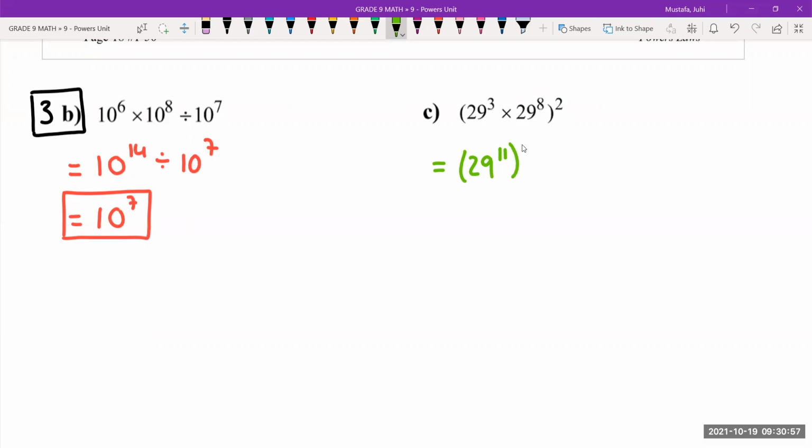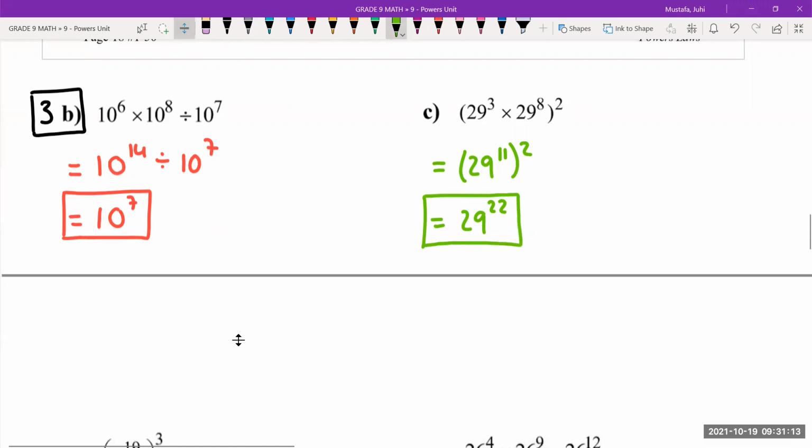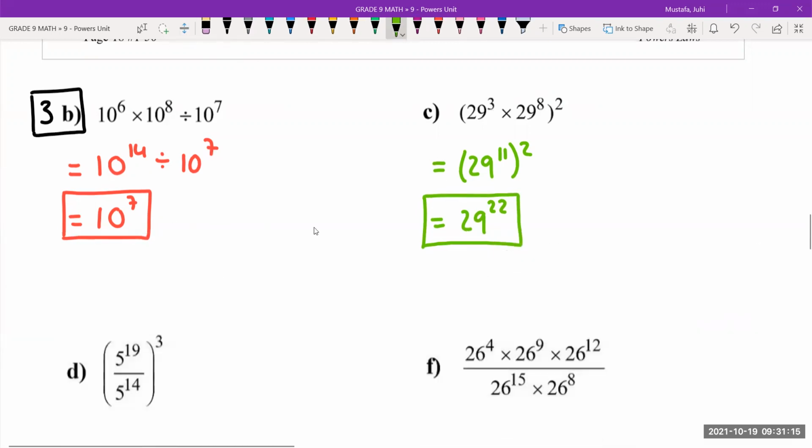Yep, because you just added the exponents. And now this is a power of a power question. So what will our final answer be? 29 to the power of 22. And thankfully, the instructions told us not to solve. We just have to express it as a single power.